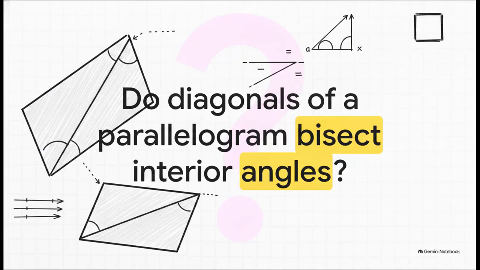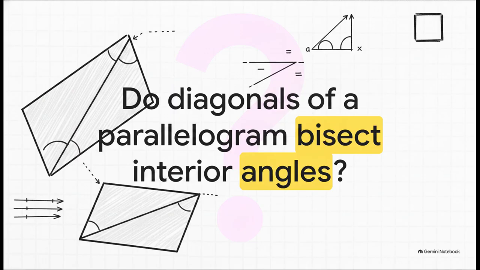Now consider this question, and this is totally inspired by the kind of stuff you'd see on interactive geometry platforms like GeoGebra. Do the diagonals of a parallelogram bisect its interior angles? I want you to actually pause for a second and mentally visualize this. Think about a stretched out, highly slanted parallelogram. If you draw a diagonal line straight from corner to corner, does it cut that corner angle perfectly in half? Commit to an answer in your head right now.